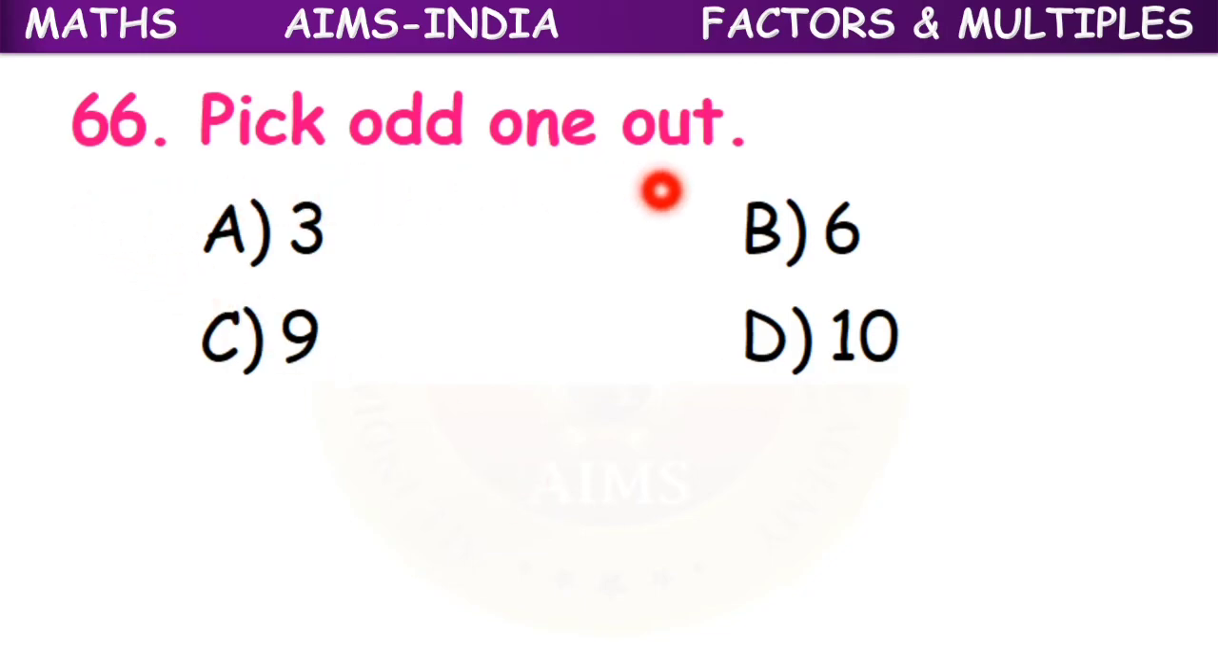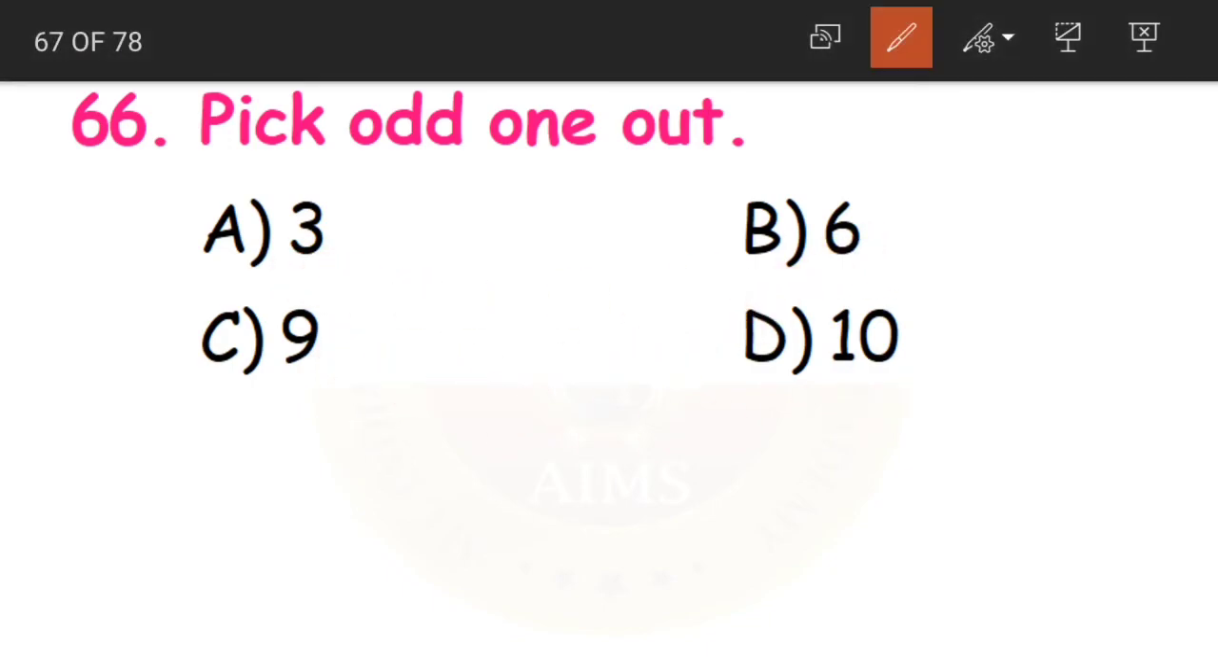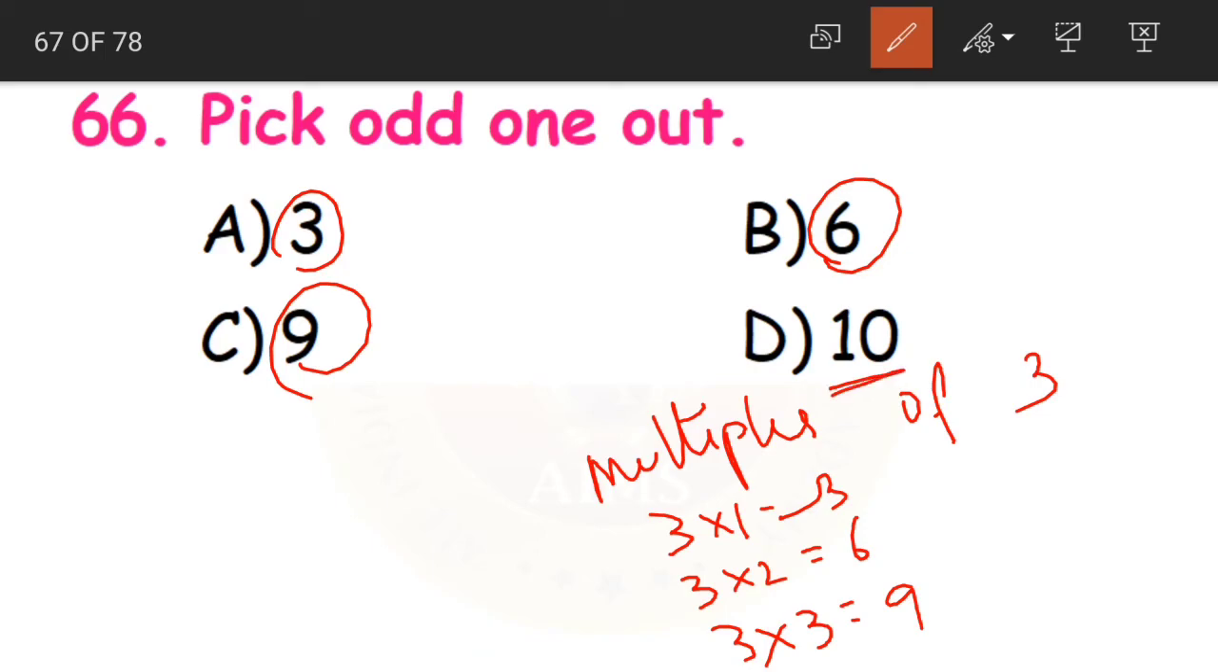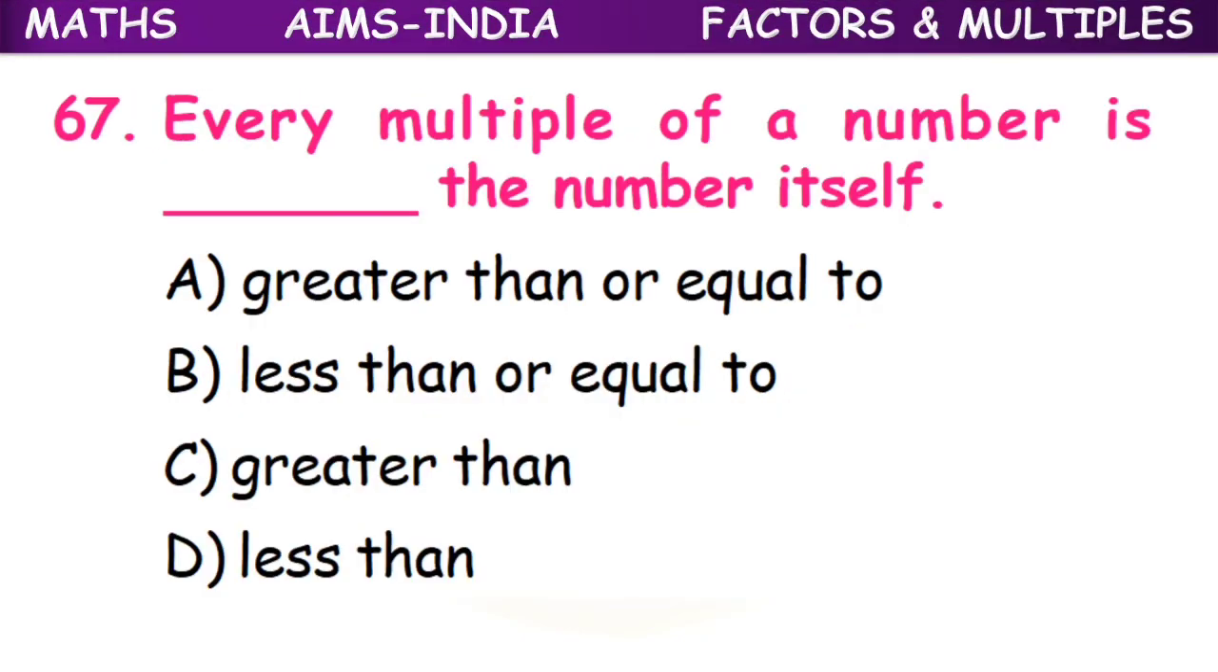Next, question 66. Pick the odd one out. Again, what are the options? 3, 6, 9 and 10. Again, if you observe, 3, 6, 9 are all what? These are the multiples of 3. We have 3 1s are 3, 3 2s are 6, 3 3s are 9. When it comes to option D, 10, it is not a multiple of 3. So that will be our odd number.